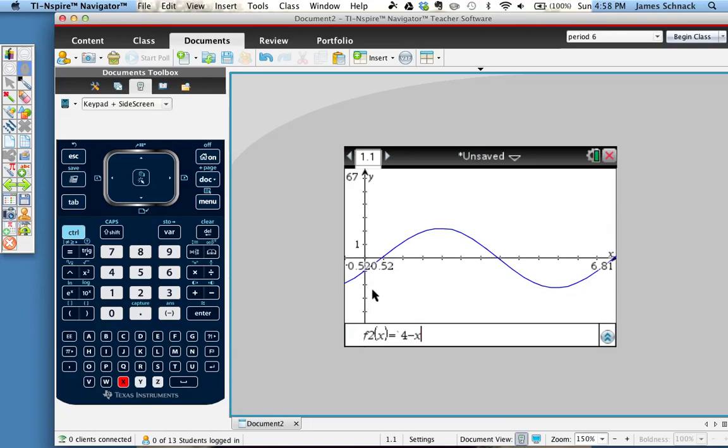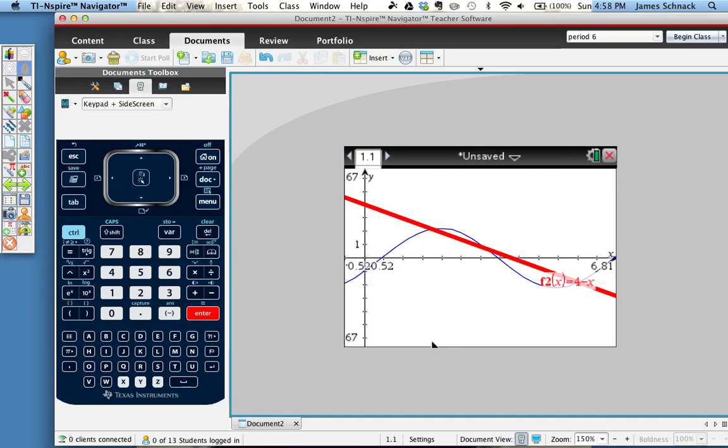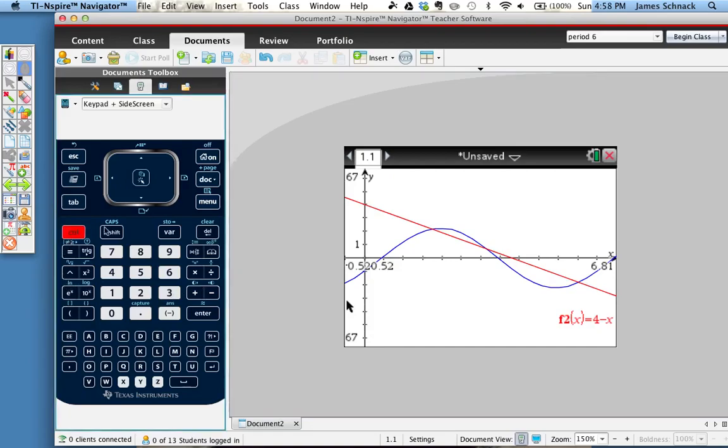Now I'm going to put in my other equation, 4 minus x. We should expect a line hitting the y-axis at 4 and a slope of -1. Let's try that again. There we go. How many solutions are there? Well, there's 3. How are we going to find them?